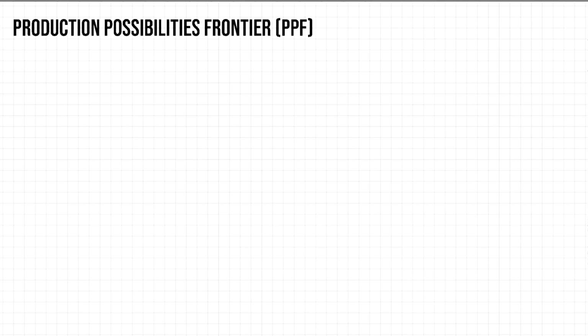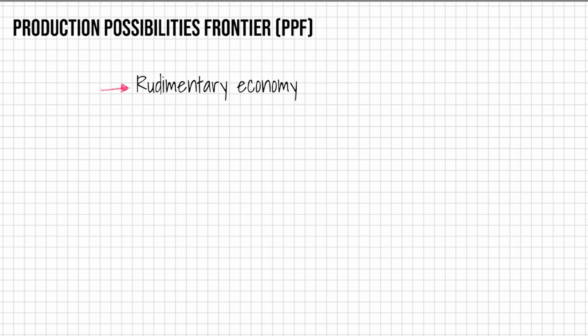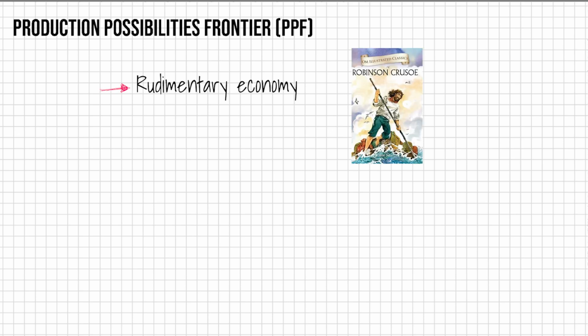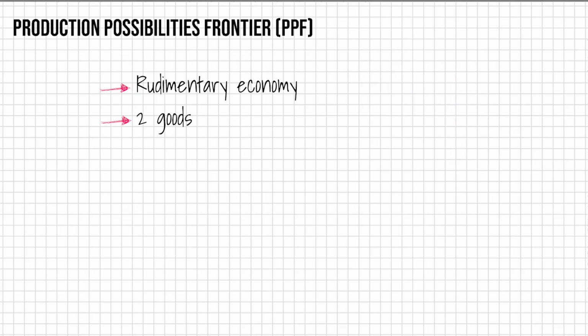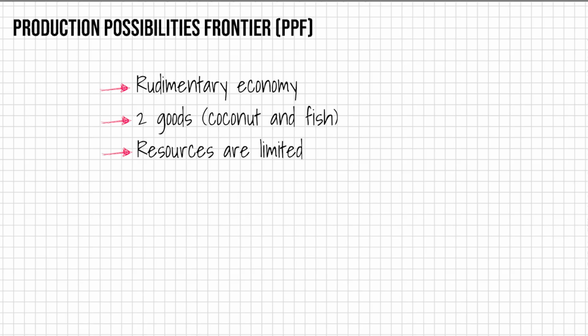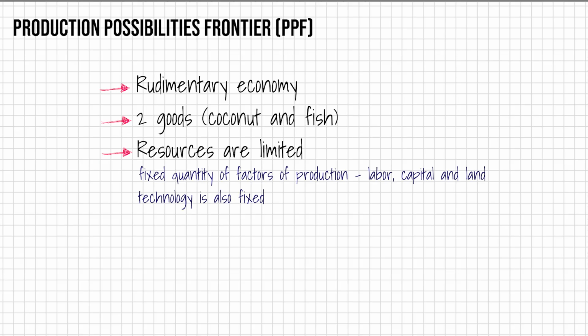Before we define the production possibilities frontier, let's set up the characteristics of the model we're going to use. Let's imagine a very simple, rudimentary economy. To picture it better, think of the book Robinson Crusoe or the movie Cast Away with Tom Hanks. In this economy, we only produce two goods, coconut and fish. Resources are limited. That means we have a fixed quantity of factors of production. Land and labor are fixed. Our friend Robinson only has a handmade harpoon to fish, and his hands to pick up coconuts. And technology is also fixed.